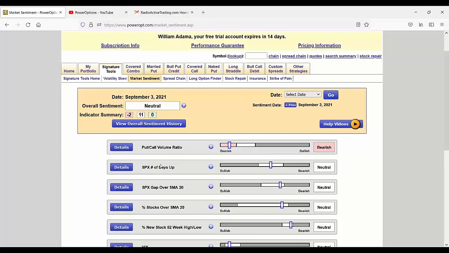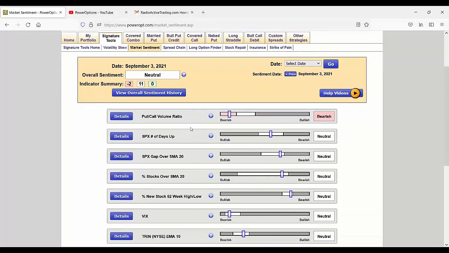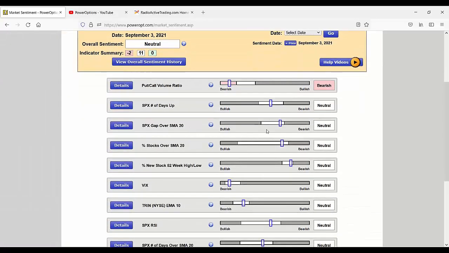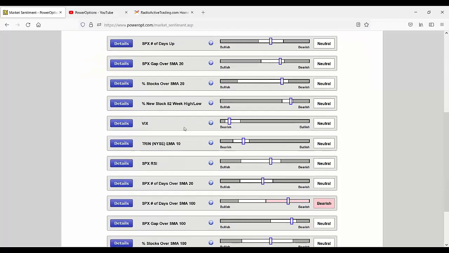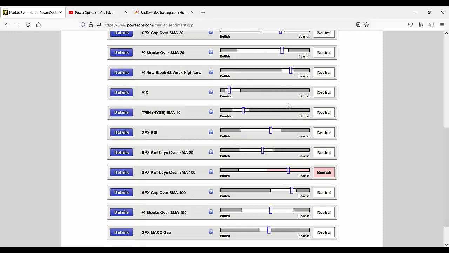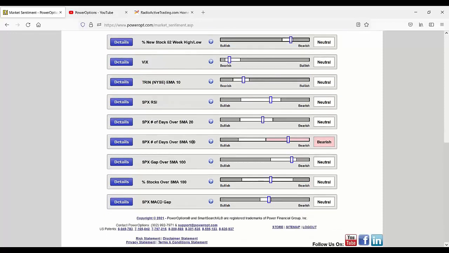Oh, maybe it just updated right now, as a matter of fact. It went down to 2 and 11. We have the put-call volume ratio is bearish, and knocking on the door, the SPX gap over the SMA 20. The percentage of stocks over the SMA 20, I believe that was the third one that was bearish before we just clicked over. Stocks hitting a new 52-week higher low. That's right near the bearish range. And the number of days the SPX has been above the SMA 100, that's in the bearish mode. SPX MACD gap is getting close as well.